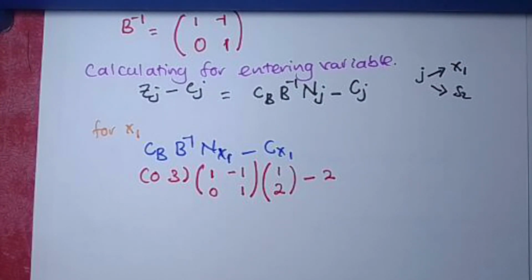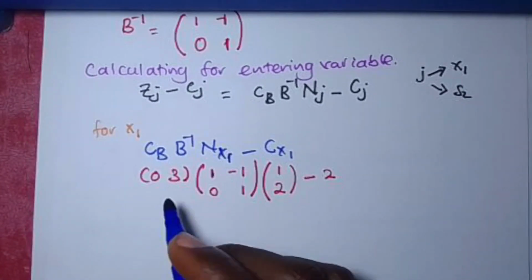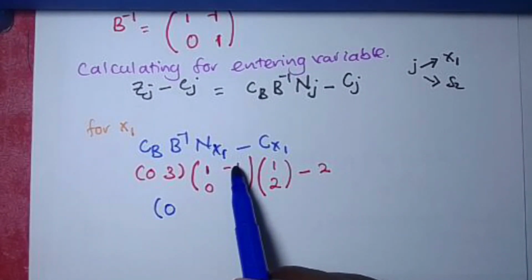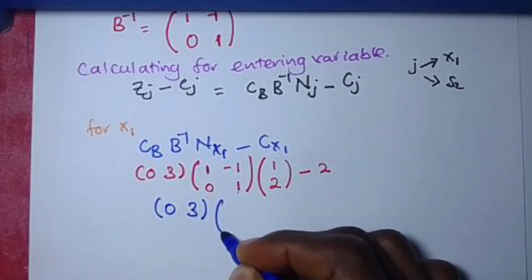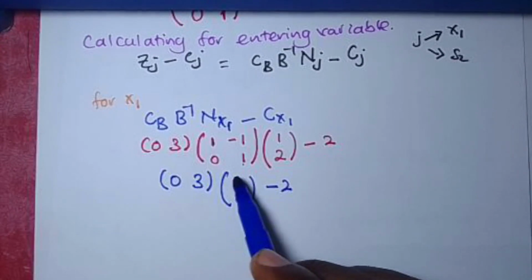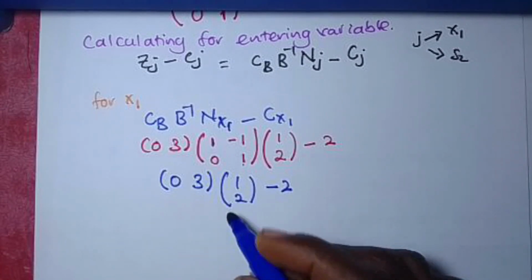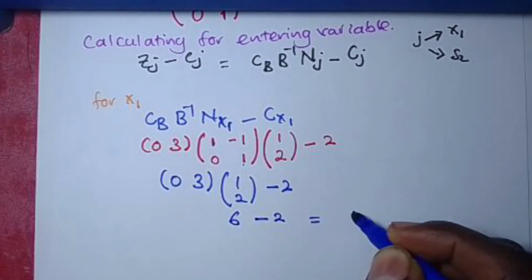Now let us compute this. We shall have a 0 times a 1, which is a 0, plus 3 times a 0, giving us a 0. Then a 0 times negative 1, which is a 0, plus 3 times 1, which is a 3, multiplied by 1, 2, minus a 2. So 0 times that is still a 0, plus 3 times 2, which gives us a 6. So we remain with a 6 minus a 2, which is equal to a 4.